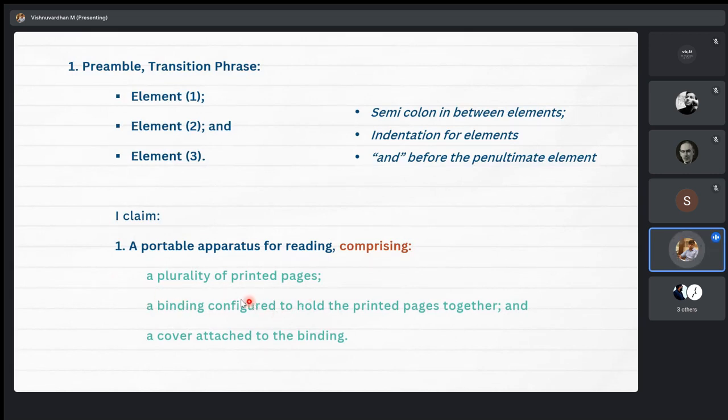A plurality of printed pages, semicolon, a binding configured to hold the printed pages together, semicolon, and a cover attached to the binding, full stop. So I've written and before the penultimate element. So what have I described here? It's pretty much a book. I wrote this claim just so that you guys get a clear idea of what a claim should look like. One more example.